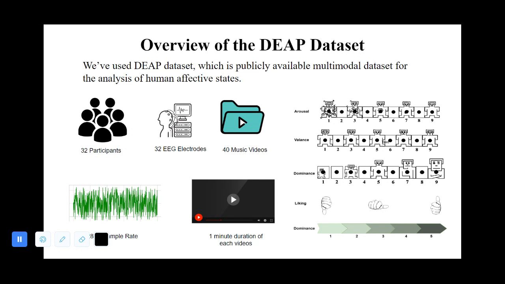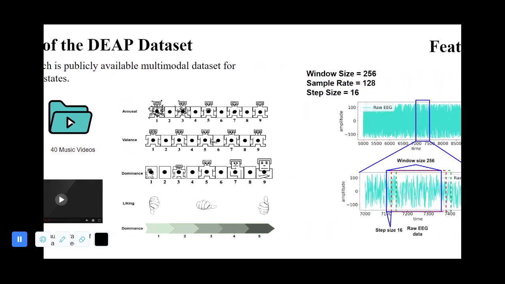For the liking, participants rated using thumbs up or thumbs down on a continuous scale from 1 to 9. For familiarity, participants rated between 1 to 5 on a discrete scale. We have tested on all 5 levels, and they perform almost similarly. Thus, in this study, we have tested the classification algorithm on the valence level to maintain consistency of evaluation.